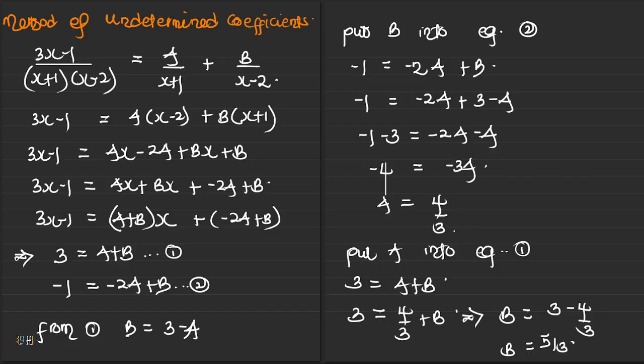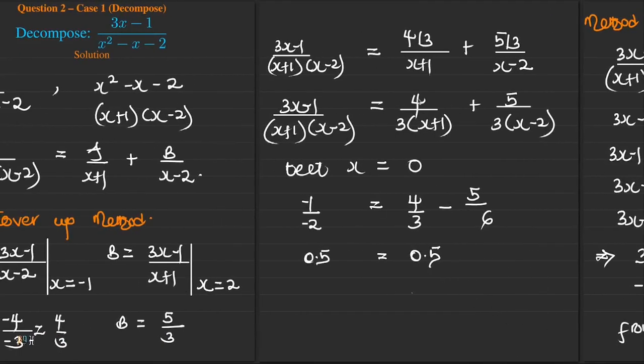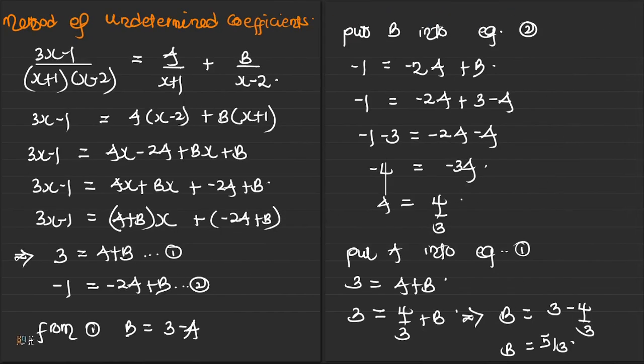3 minus 4 over 3 then gives us 5 over 3. You see, using the same method, we've gotten our a, and then we've gotten our b. We do our needed substitution as we have done over here, and then we get our partial fractions. Now, don't let the length of this method scare you, okay? Because as I said, you would need it in the subsequent cases as well.